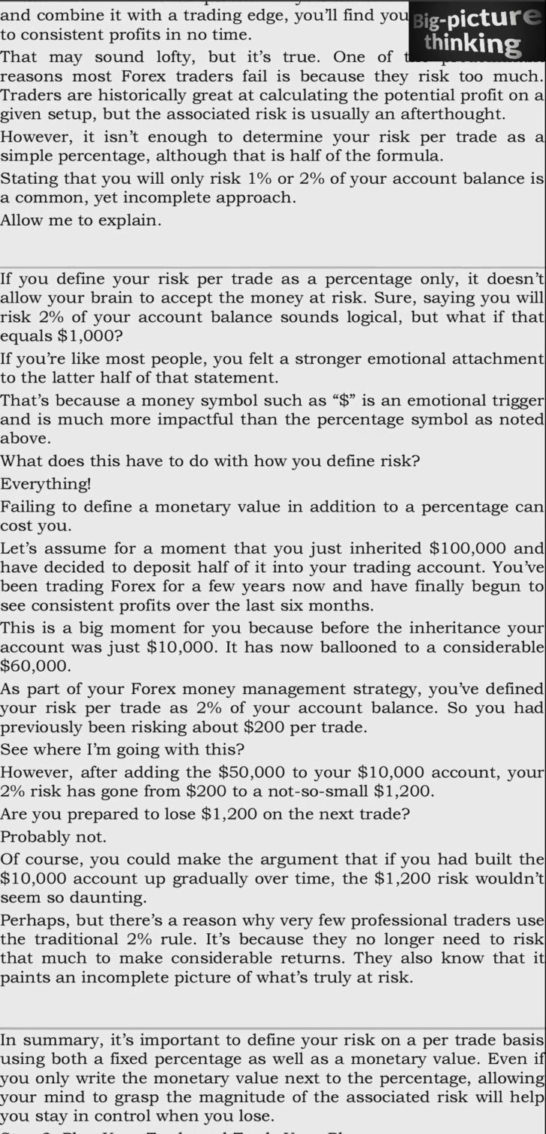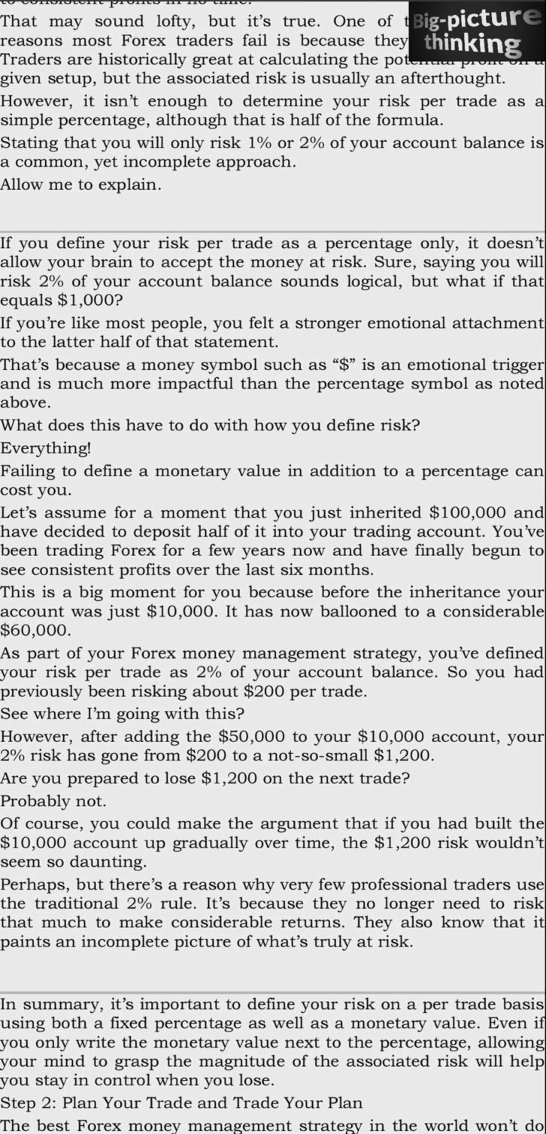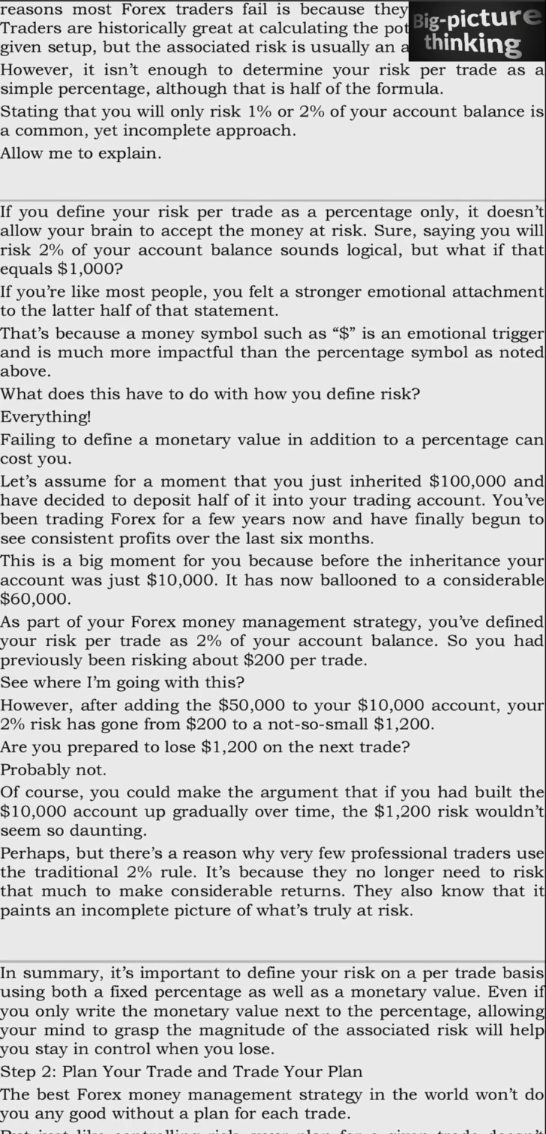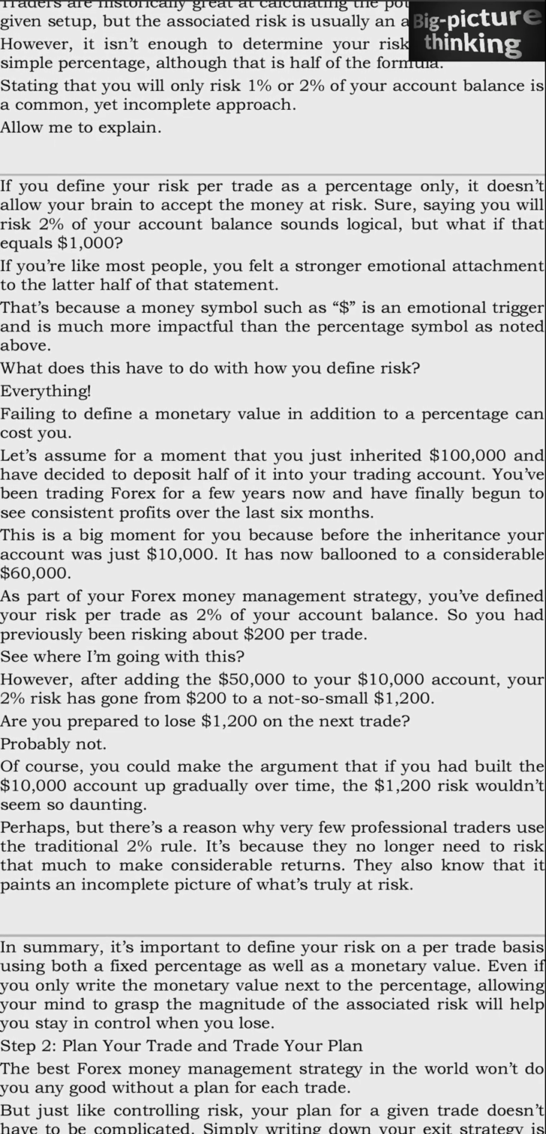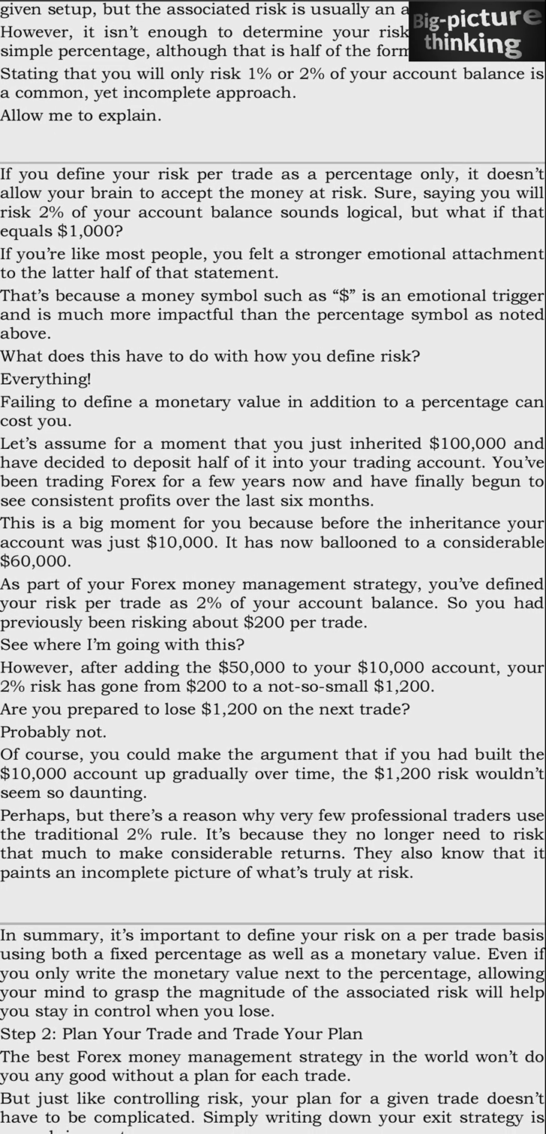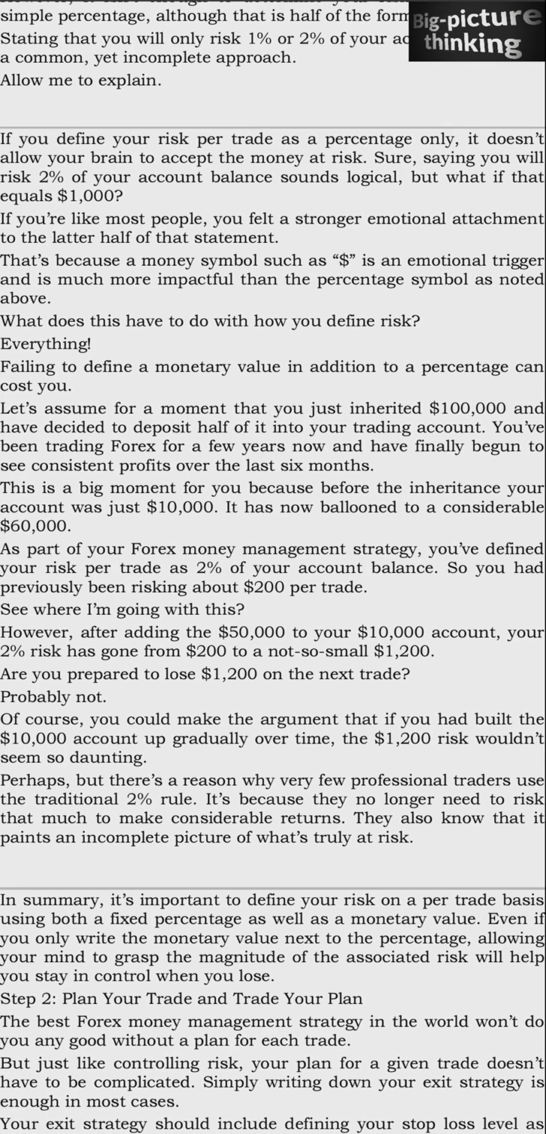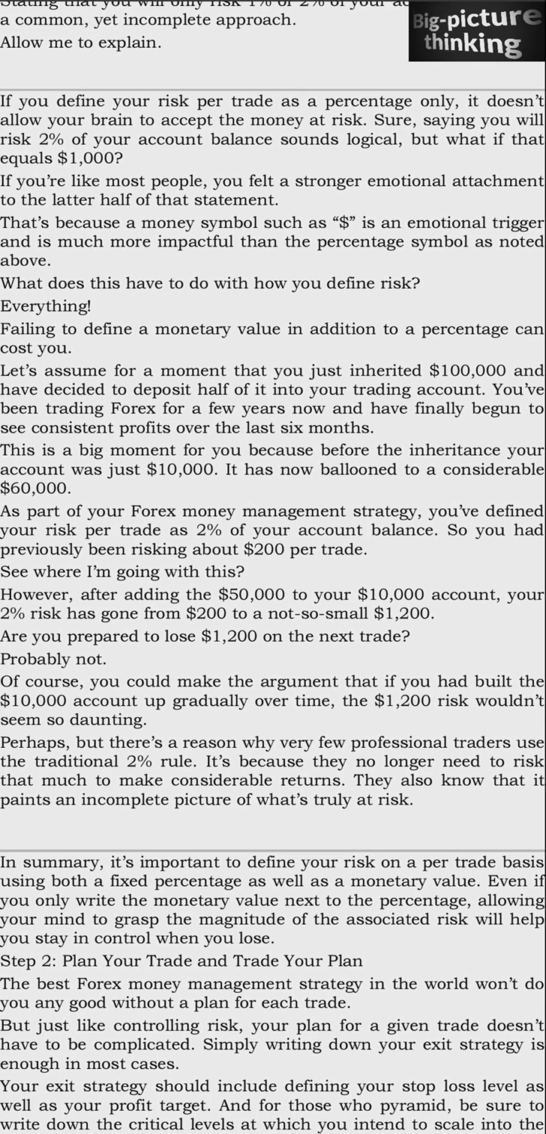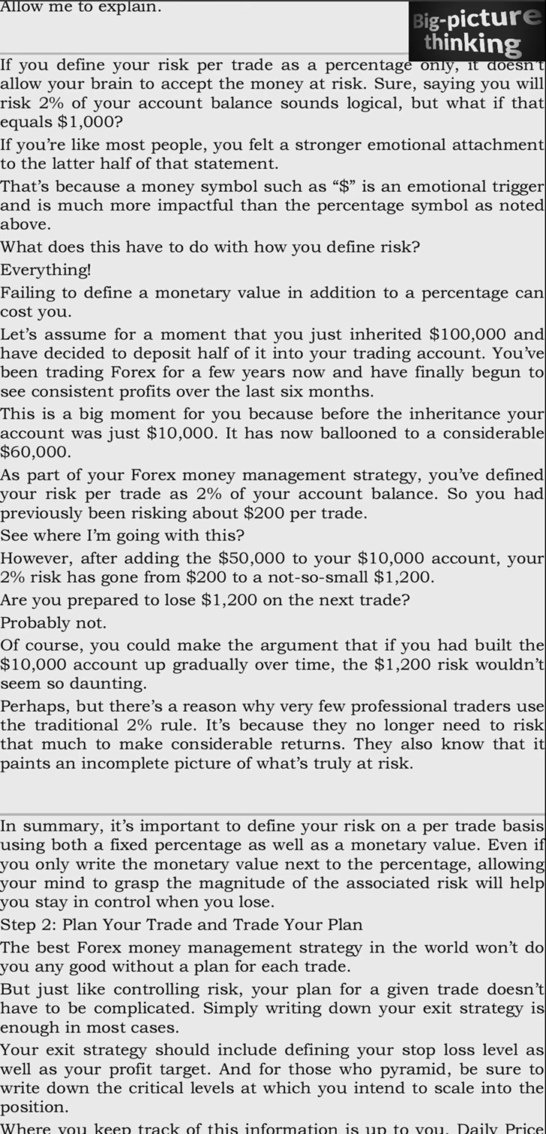Let's assume for a moment that you just inherited $100,000 and have decided to deposit half of it into your trading account. You've been trading Forex for a few years now and have finally begun to see consistent profits over the last 6 months. This is a big moment for you because before the inheritance your account was just $10,000. It has now ballooned to a considerable $60,000. As part of your Forex money management strategy, you've defined your risk per trade as 2% of your account balance. So you had previously been risking about $200 per trade. See where I'm going with this?